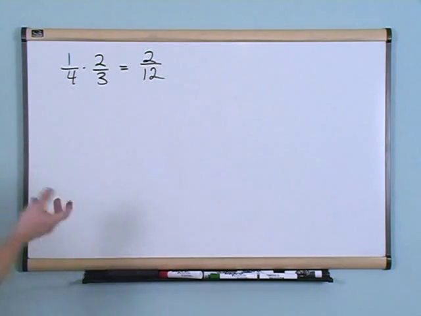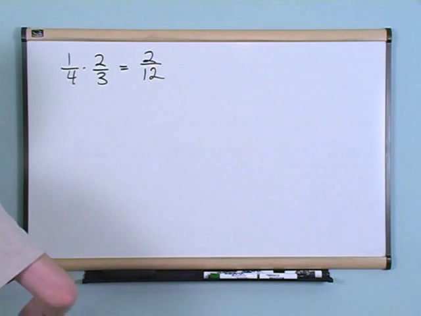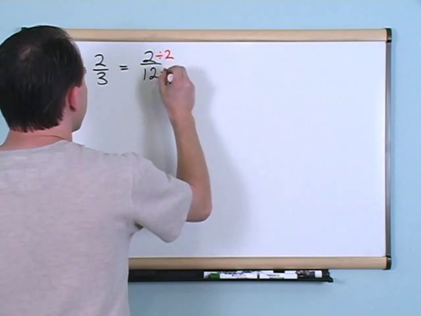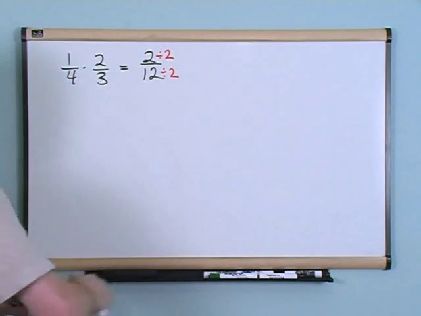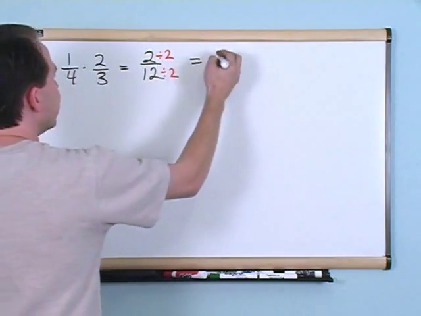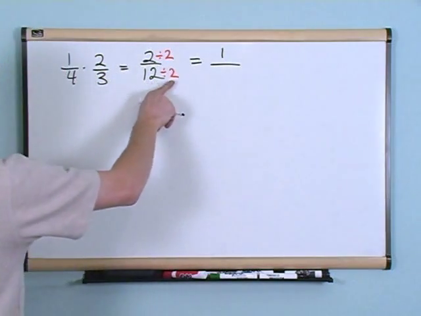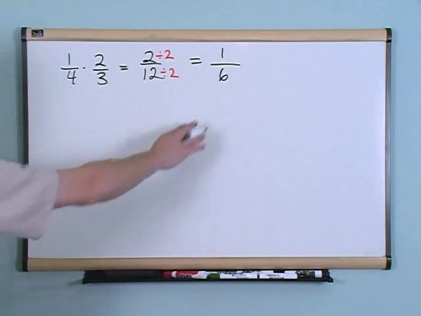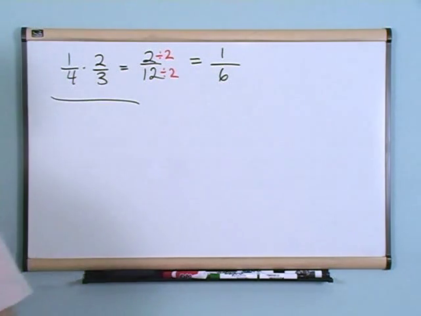Ask yourself, can I simplify the fraction here? Yes, you can, because you can divide the top by 2 and the bottom by 2. As long as I'm doing the same thing to the top and the bottom, that's okay. 2 divided by 2 is going to be 1, and 12 divided by 2 is going to be 6. And this is as simple as you can get, 1/6.